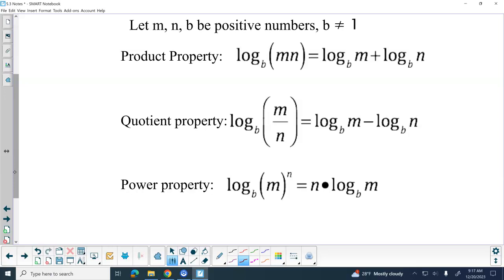And the last one that you learned back in Algebra 2 is the power property. The power property says that if you have an exponent on your argument, you can take that exponent and multiply it in front of the log, and it will get you the same thing.